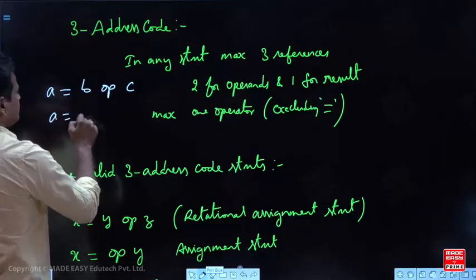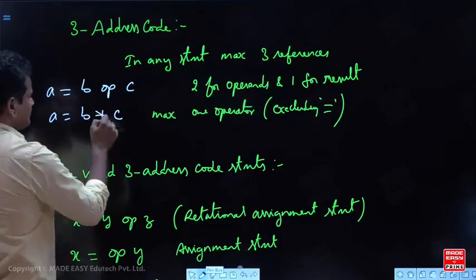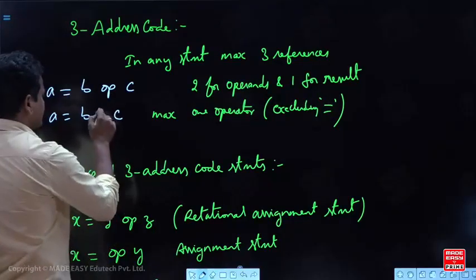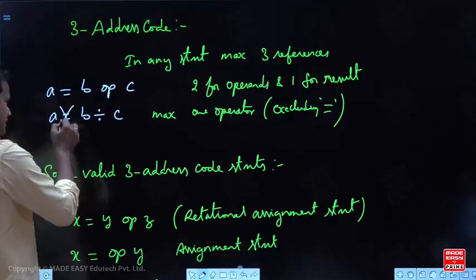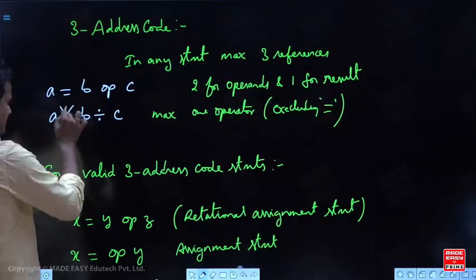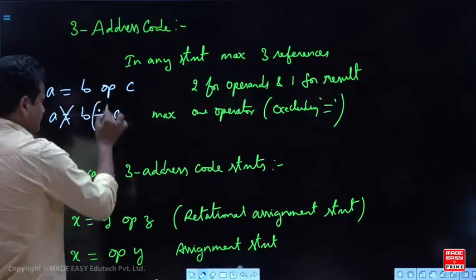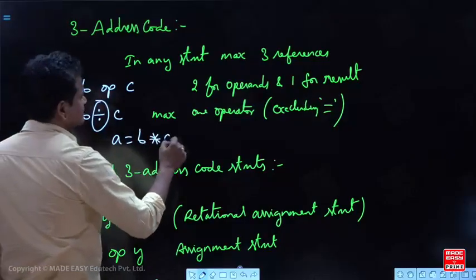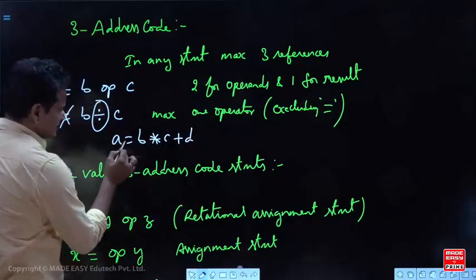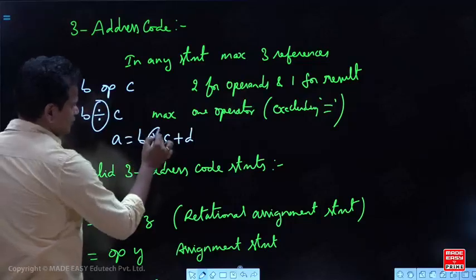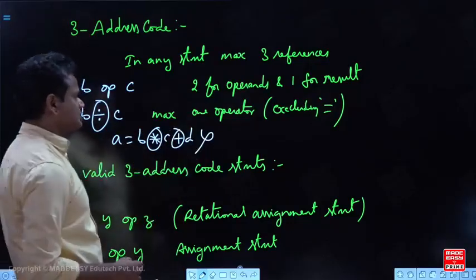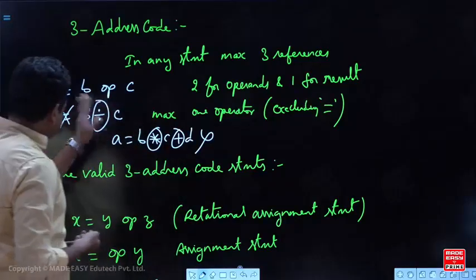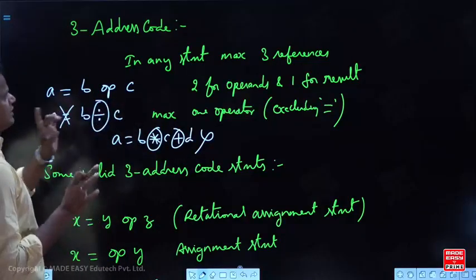And what is an operator? Anything like A equal to B plus C, or B star C, or B minus C, or B divided by C. Other than equal, you can use only one operator. Suppose A equal to B star C plus D. Other than equal to, how many operators do we have? 1, 2. This is not a three address code statement. On the right side of assignment, maximum you can use one operator.